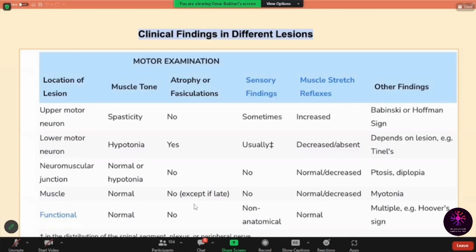This table can summarize the different localization and examination. For example, in the upper motor neuron, we can have spasticity, no atrophy, although it can develop due to disuse atrophy with long time without moving the muscles. It can have sensory findings, for example, hemianesthesia, increased reflexes, and other findings, for example, Babinski in the lower limb or Hoffman sign in the upper limb.